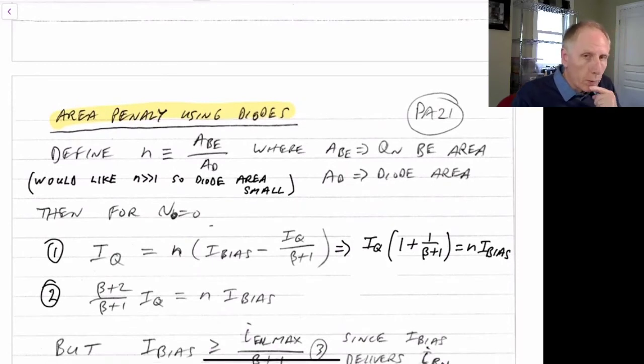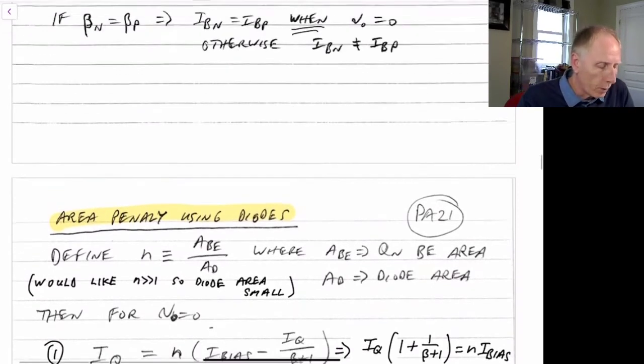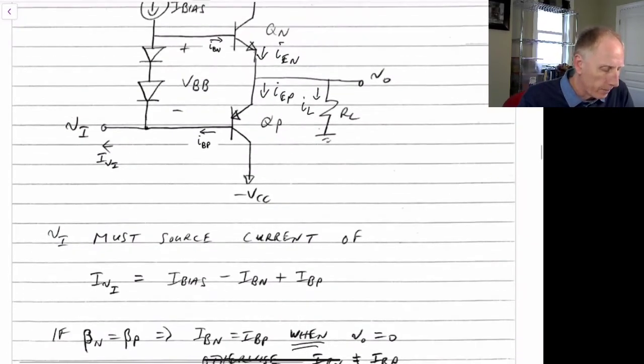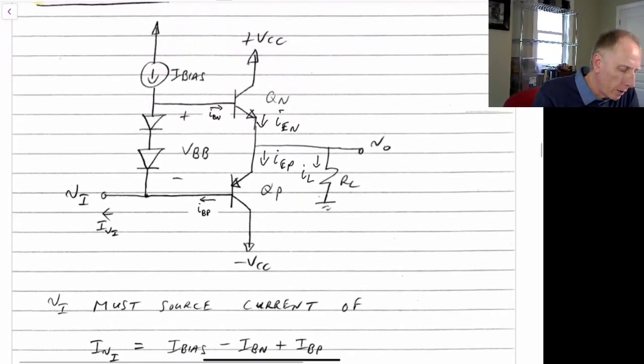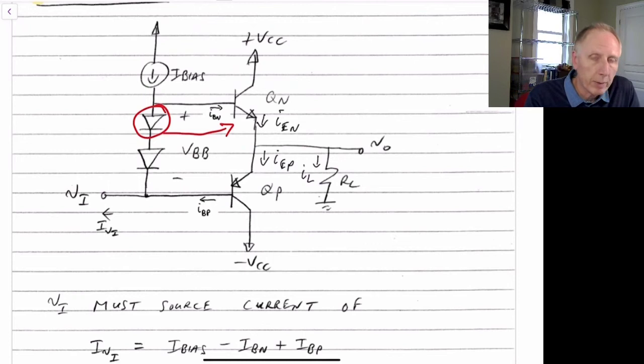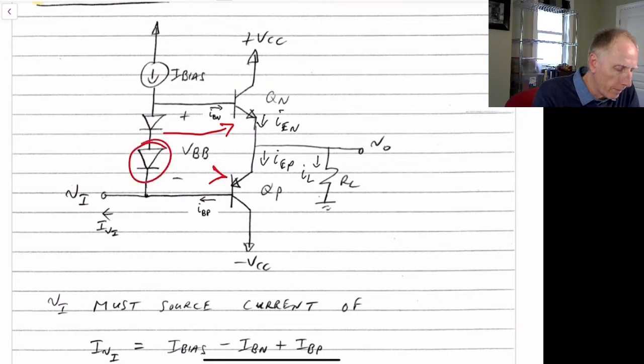Now, what we're going to look at is, assuming that we're using diodes to bias this, what we'd like to do is make the diodes over here some scaled version of the base emitter junction for the NPN transistor and a scaled version of the base emitter junction for the PNP transistor. That would match this one over here.